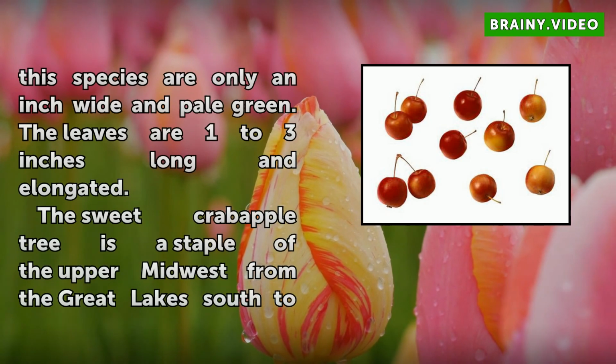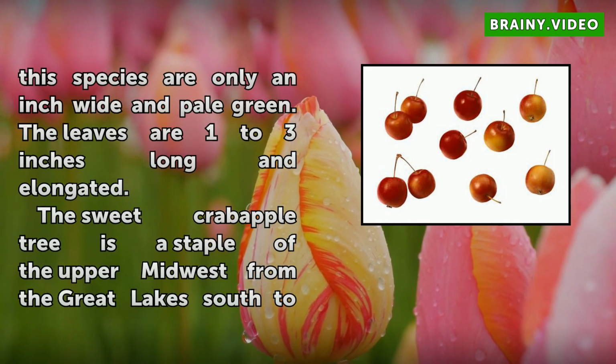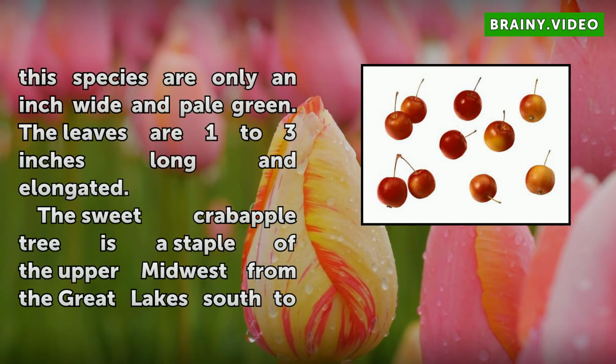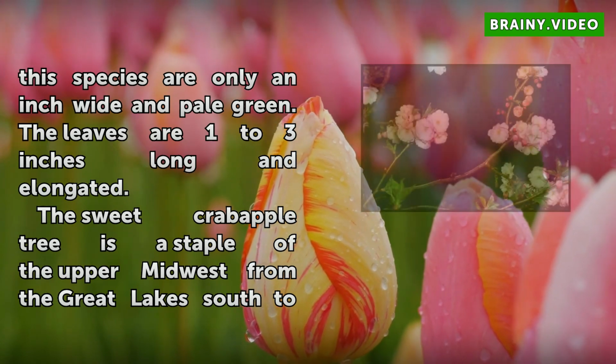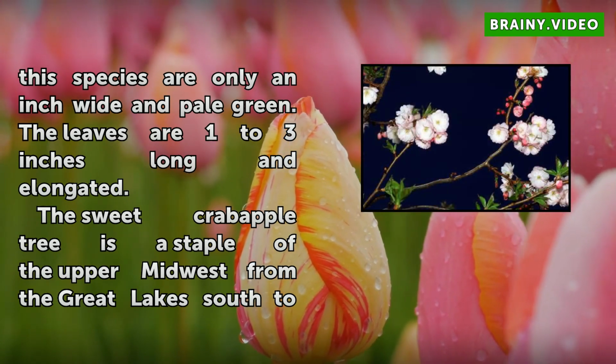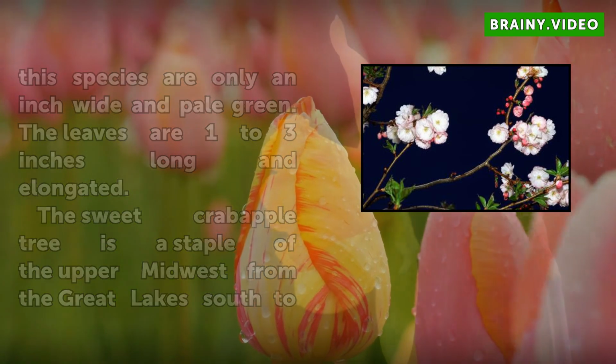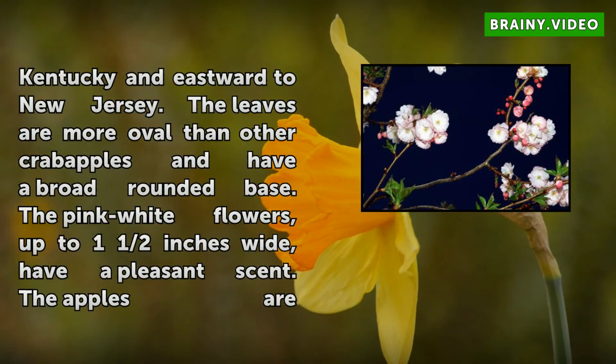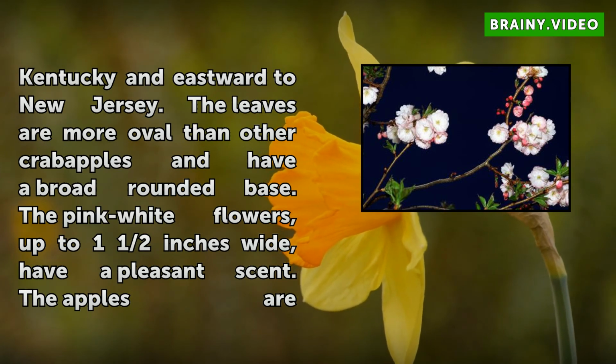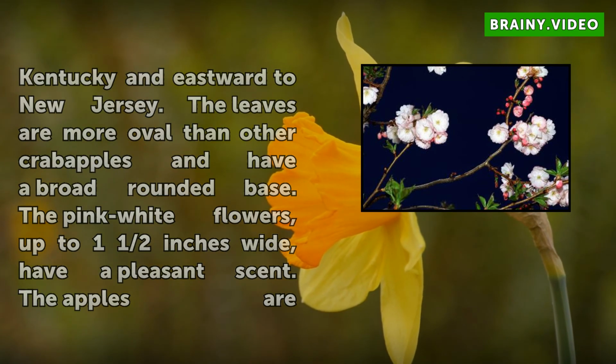The sweet crabapple tree is a staple of the upper Midwest from the Great Lakes south to Kentucky and eastward to New Jersey. The leaves are more oval than other crabapples and have a broad rounded base. The pink-white flowers, up to 1.5 inches wide, have a pleasant scent. The apples are yellow-green. These trees thrive where the soil is moist. They can form thickets and the twigs possess a series of very sharp spines.